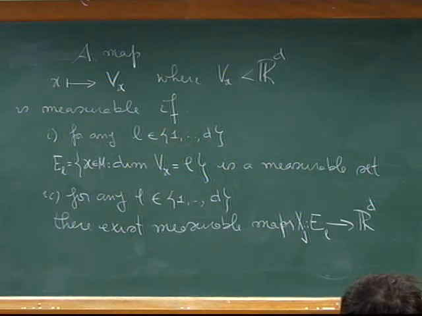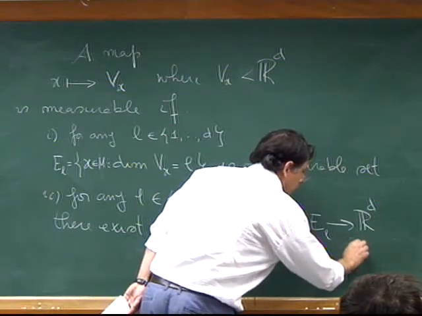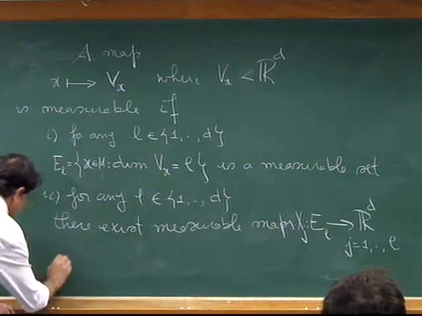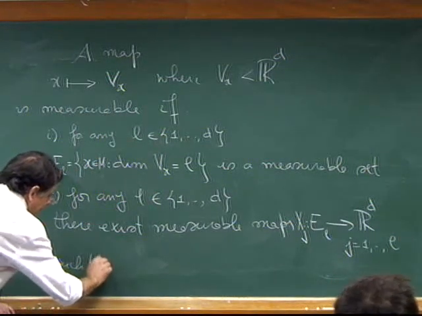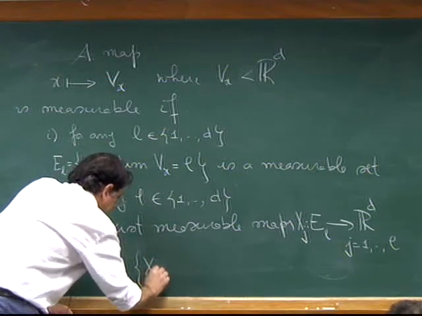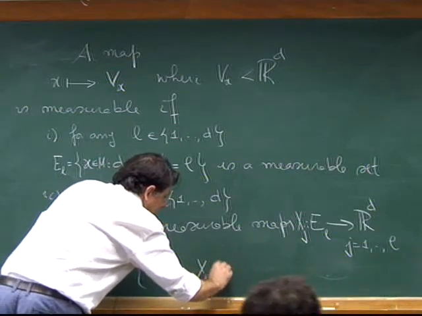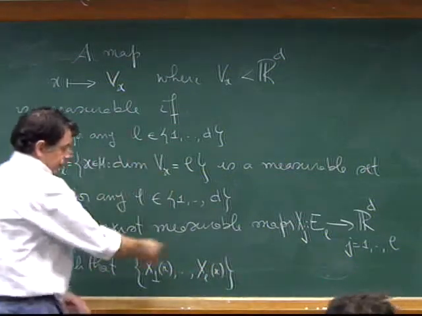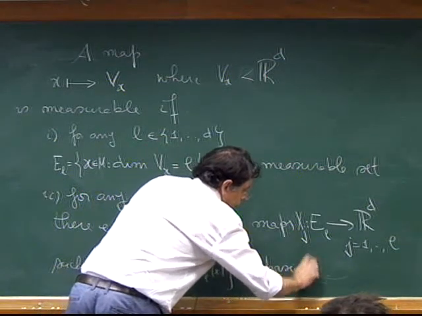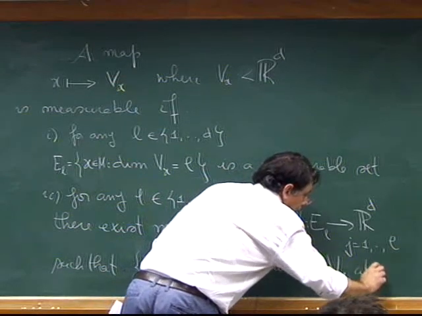Okay, this we know what it means. Here j goes from 1 to L, such that if you take those vectors x_1 of x, ..., x_L of x, this is a basis for the subspace V_x at every x.